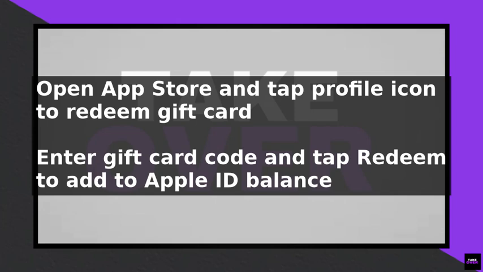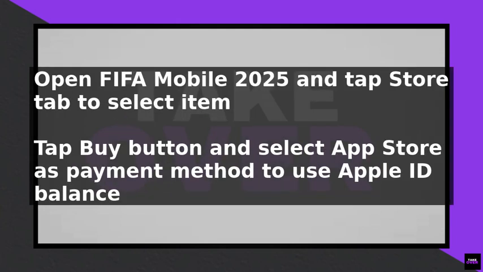Next, open FIFA Mobile 2025 on your device. Tap on the Store tab. Then select the item you want to purchase, such as FIFA points or packs. Tap on the Buy button. Then select the payment method as App Store. You will be prompted to confirm the purchase using your Apple ID balance.